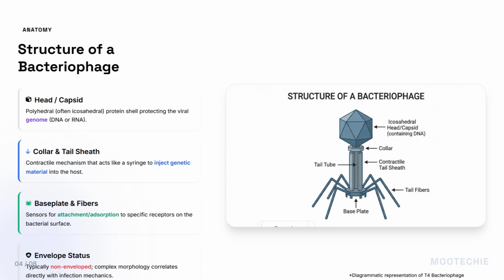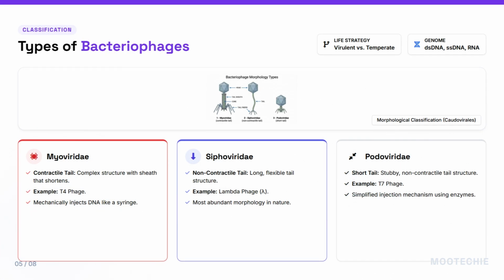Phages come in different forms, so let's classify them. The main morphological types, often under the order Podoviridae, are defined by their tails. First, the Myoviridae family. These have a complex contractile tail with a sheath that shortens during infection.